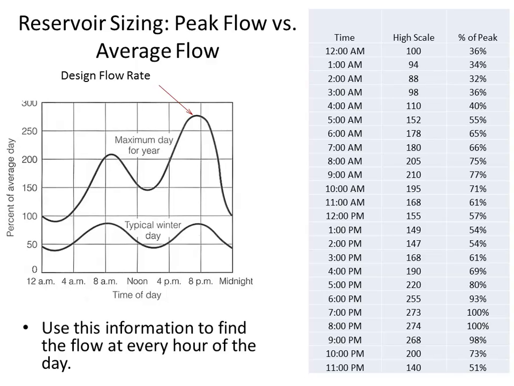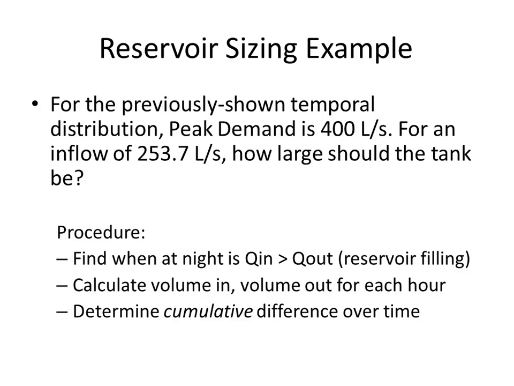And whatever you decide your design flow rate is, that's defined as the peak flow at the top. And so all of the other flow rates during the day are just pegged to that as a ratio. Well, the procedure that you use in finding out how big should the reservoir be starts off by looking at when is the flow rate out at night less than the flow rate in to the reservoir. The flow rate into the reservoir is constant. It's the average daily flow.